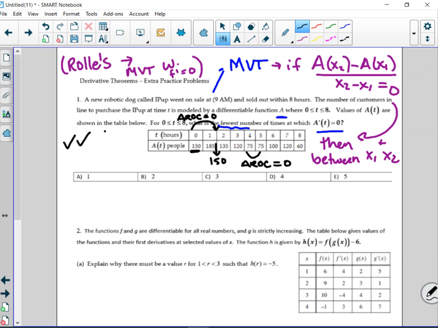So that means this is my instantaneous rate of change. Every average rate of change equal to 0 means I got an instantaneous rate of change equals 0. And remember, minimum amount of times. From 75, let's assume basic behavior: 75 up to 100, up to 120, down to 60.